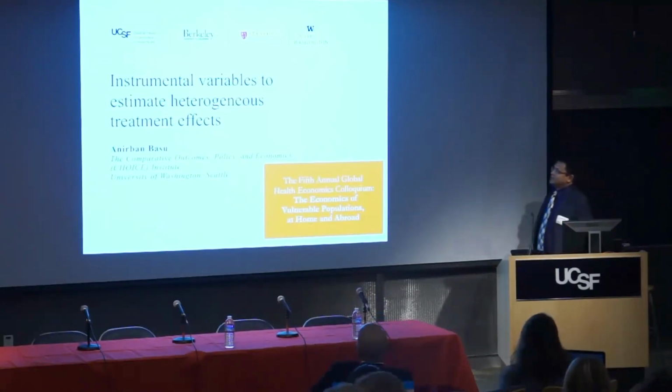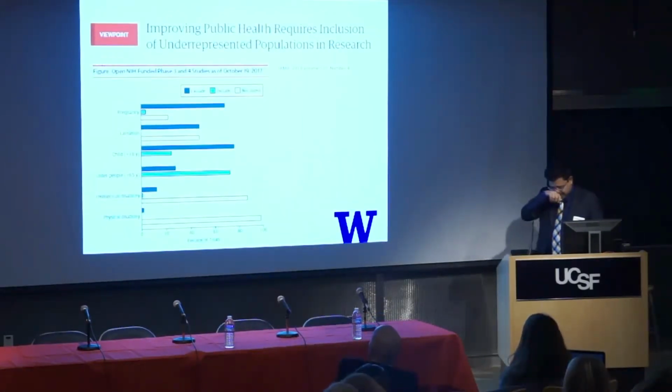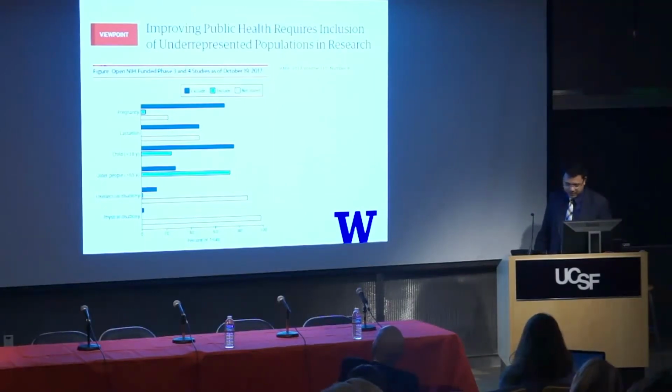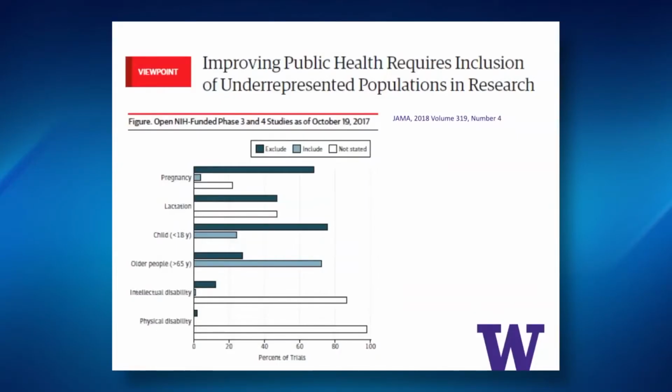So I'm going to talk about instrumental variables, and obviously one of the issues that we have seen throughout the day, throughout this morning, is that when we have to make decisions about the vulnerable population, we have to rely on evidence, and evidence comes from research. And the predecessor for research is that we have to have vulnerable population participate in research.